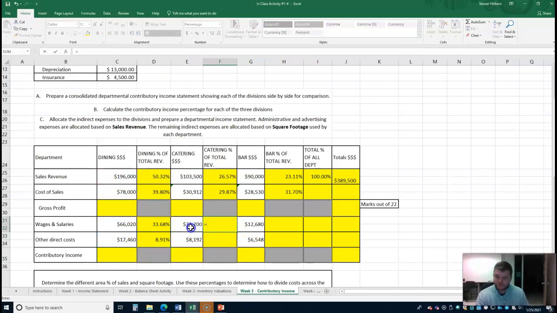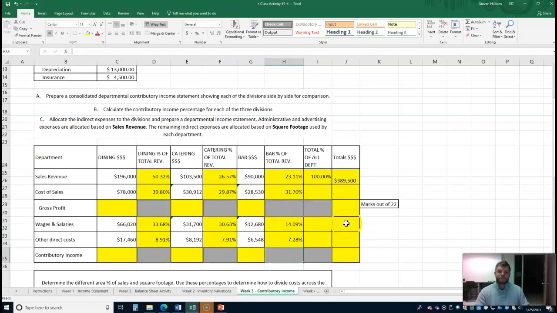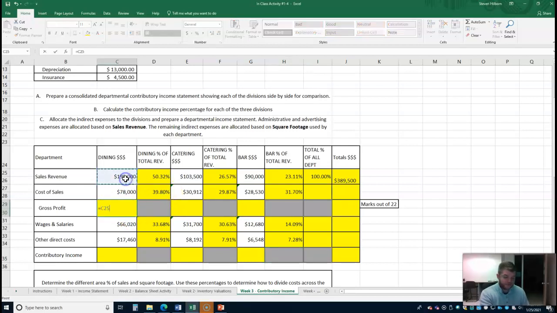All right, so what we're doing here is finding, of the revenue that we have earned in that department, how much do these particular costs take up? So make sure you do that properly. Okay. So now we're looking at our cost of sales, $78,000, which is 39.80.